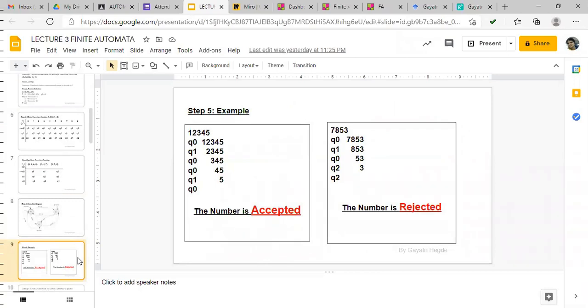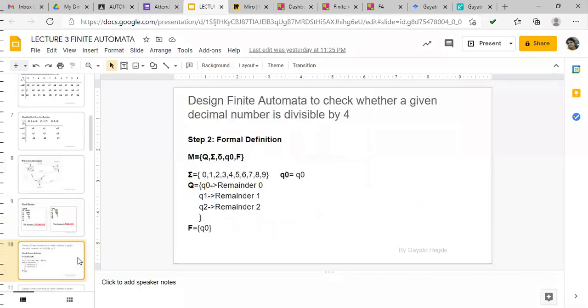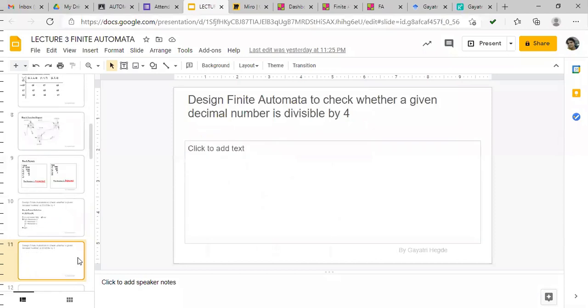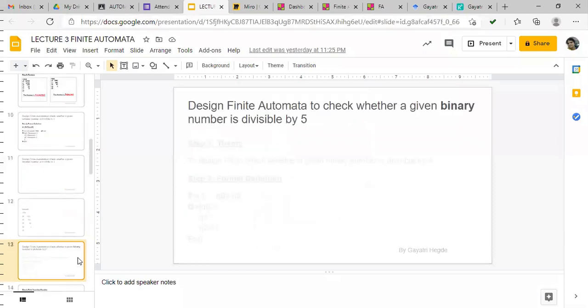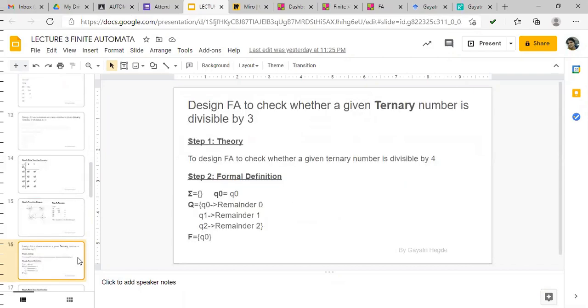We'll move on to the next example. Is there any doubt till now? Shall we move on to the next example?